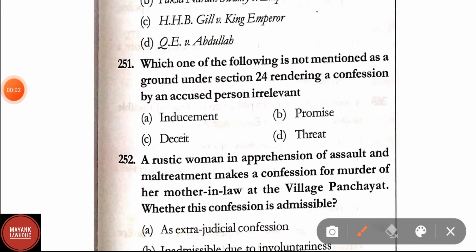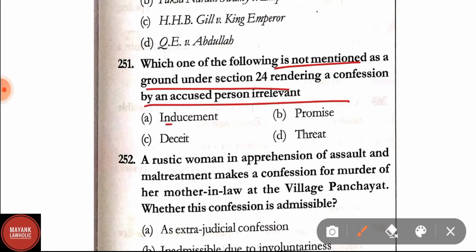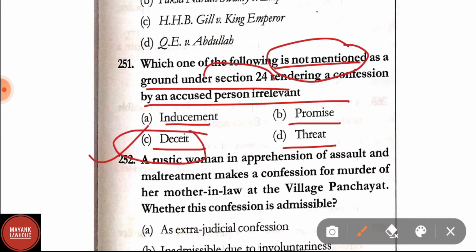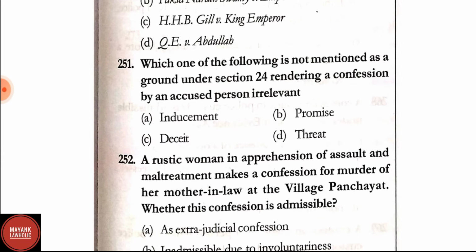Question number 251. Which one of the following is not mentioned as a ground under section 24 rendering a confession by an accused person irrelevant? Option A, inducement, option B, promise, option C, deceit, and option D, threat. Here question number 251, correct answer is option C, deceit. It is not mentioned under section 24 regarding a confession by an accused person.